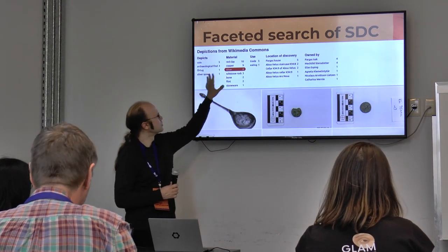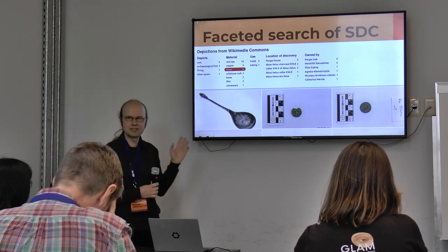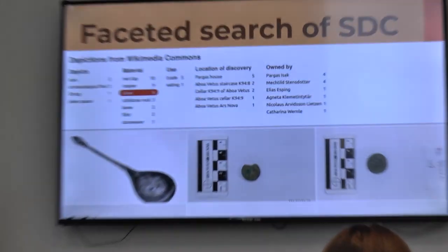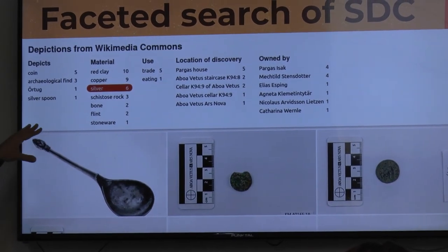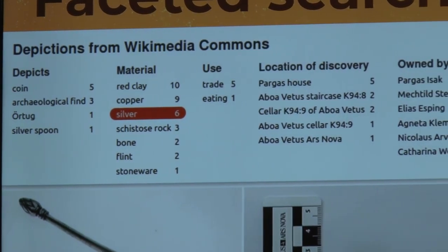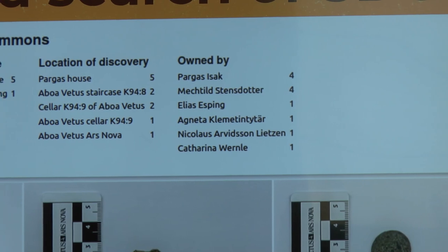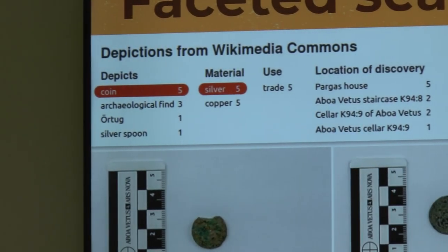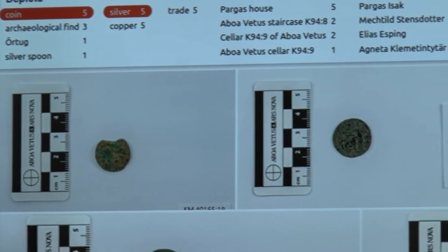material silver, so it filters down to only show those six images that are about something made in silver. And then the other numbers will also update, so we will see that five of them are coins and one of them is a silver spoon, for instance. And then, if I was only interested in the coin, I can click there to filter more, and now I only have the five points that they have in the collection.